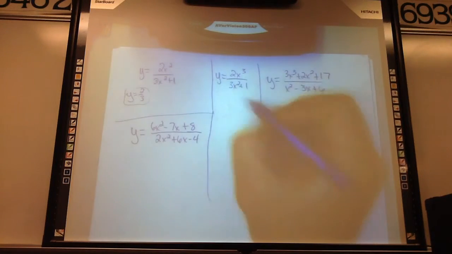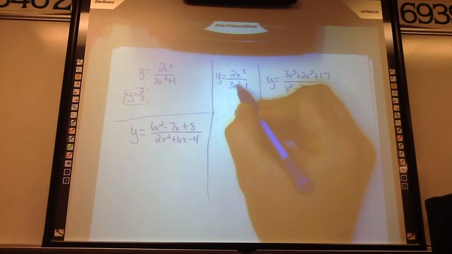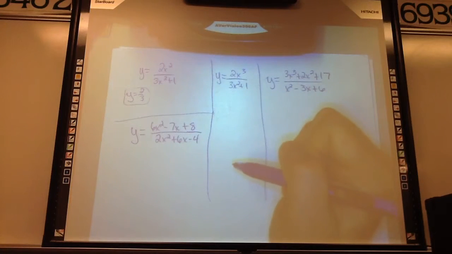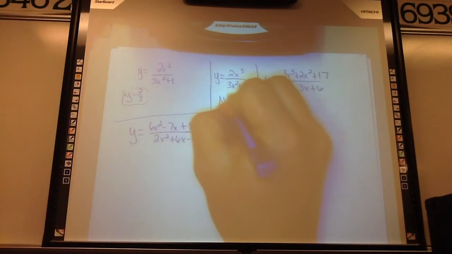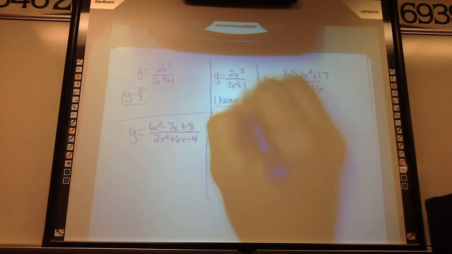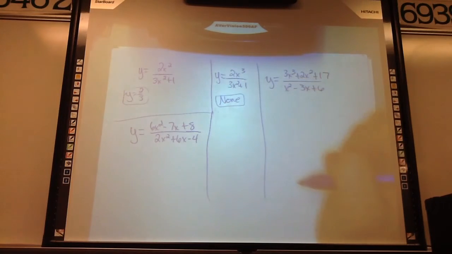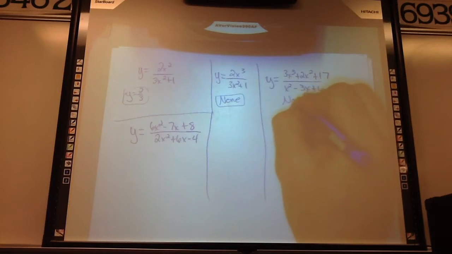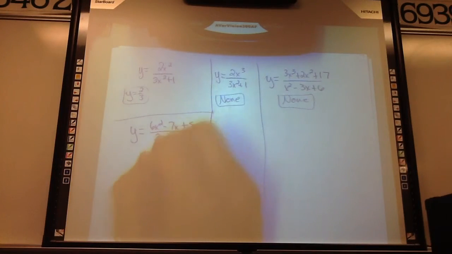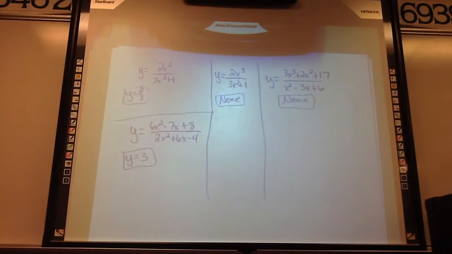The second one, x to the third over x squared. There's none. N is greater than m, so no horizontal asymptote. Same with the next, x to the third over x squared. There isn't one. What about this one? Divide 6 by 2 because the powers are the same. It's y equals 3. Easy, isn't it?